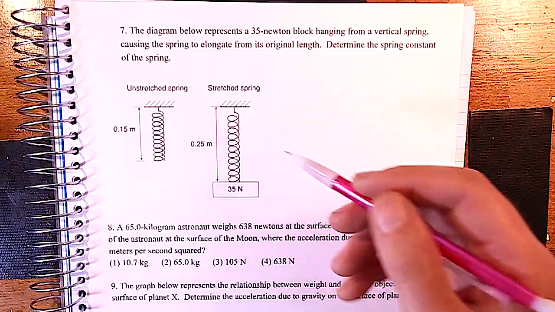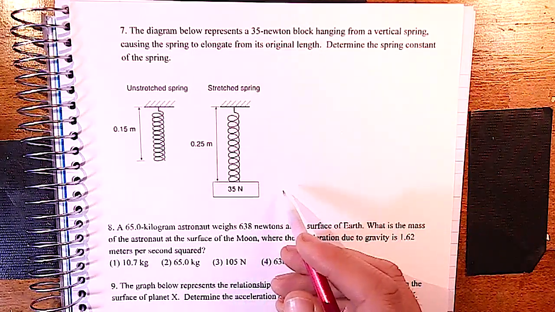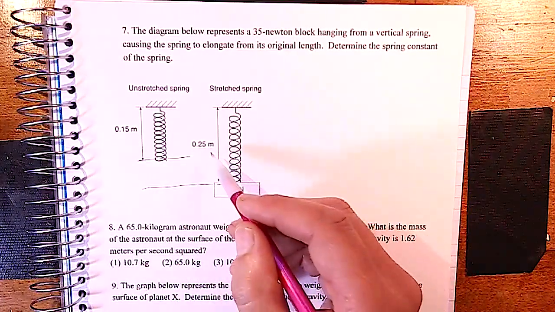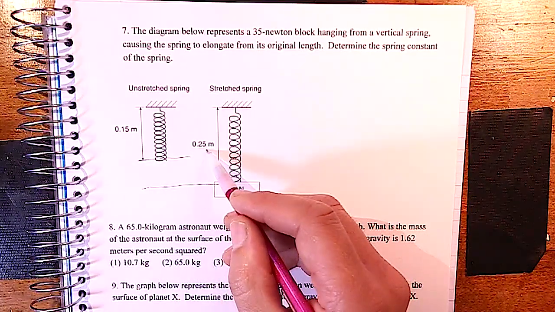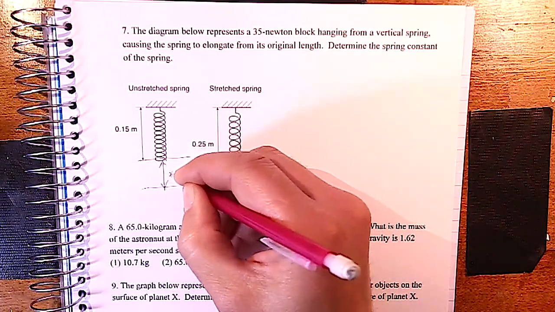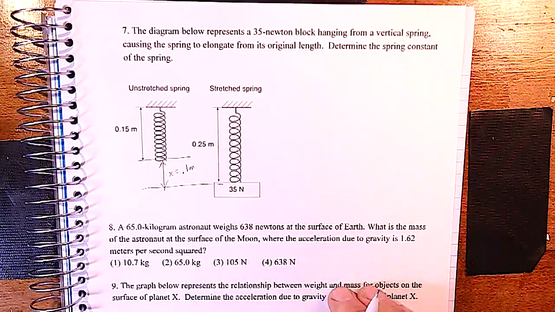In this problem, this is basically the same problem we already did. The difference is they did the diagram for us. So we know that x is this change in length of 0.25 minus 0.15. So this distance x is 0.1 meters, 10 centimeters.